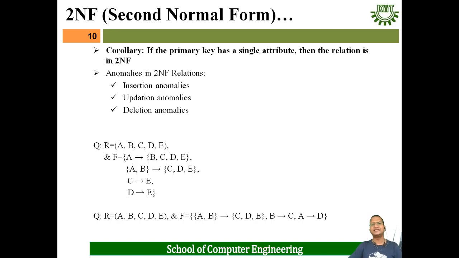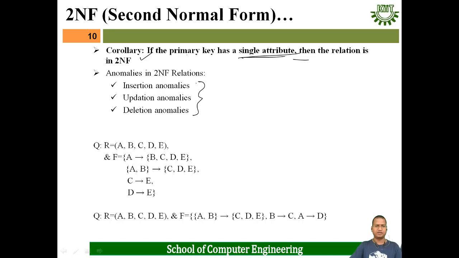Corollary: if the primary key contains a single attribute, then the relation is in 2NF. That means no partial dependency will be present. If a single attribute constitutes the primary key, then no partial dependency will be present. That means the relation will be in 2NF. The anomalies in 2NF relations are insertion, updation, deletion. That means insertion anomaly can be present, updation anomaly can be present, and deletion anomaly can be present.